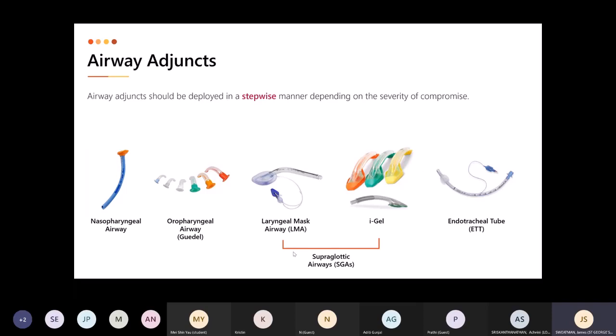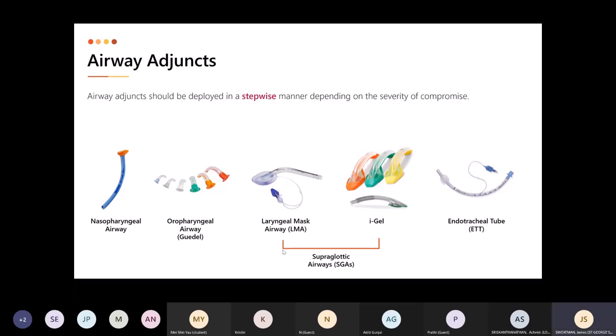And then ET tubes are what we call definitive airways, and a definitive airway is an airway that I have control over. It's not something that is going to allow a patient to aspirate. So with iGels and LMAs, you can still aspirate some of your stomach contents into your trachea. With an ET tube, that shouldn't be possible unless the cuff is down, which sometimes it is by mistake, or it's got a leak in it, or it's faulty. But the reason it's called a definitive airway is that it's an airway that we know is secure.